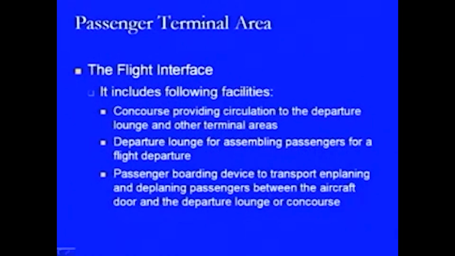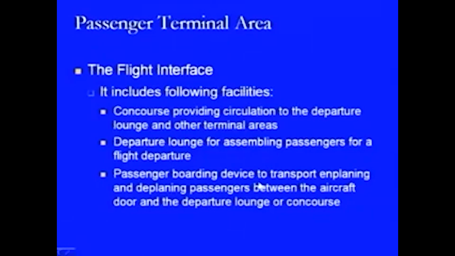Now, looking at the flight interface, what we found is that the facilities being provided are like the concourse, which provides circulation to the departure lounge and other terminal areas. So, that is a sort of connectivity being provided between the different facilities. Then the departure lounge is for assembling passengers for a flight departure, that is, you are just in front of your aircraft, looking at it from the windows, and you are assembled in a lounge from where you will be allowed to move to the aircraft once the aircraft is ready for flight.